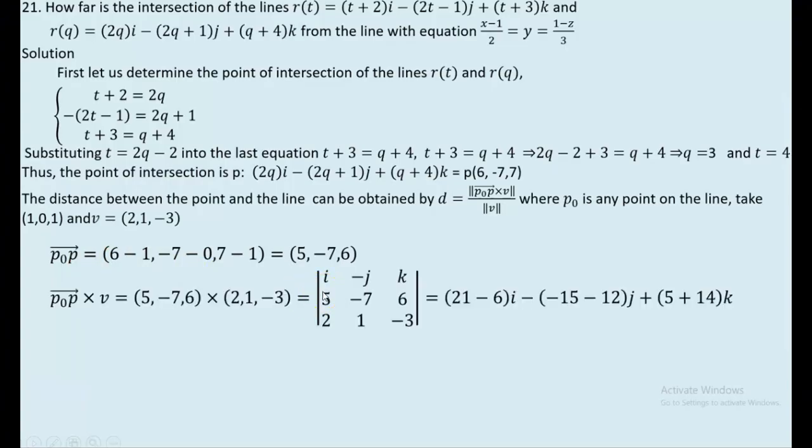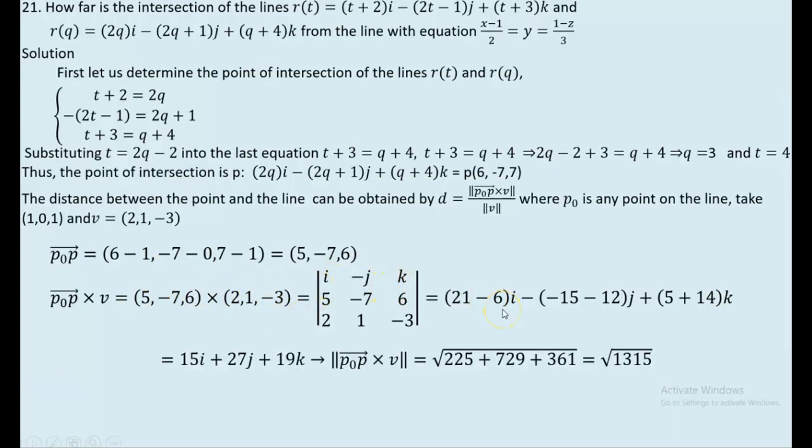You need to carry out now the cross product between these two, P naught P and V. Your P naught P is this, and your V is 2, 1, -3. As you are taking the cross product, you are going to have this vector, as you see, 15i plus 27j plus 19k. We need to find the norm of this, because that one is required in the numerator. So this is going to be 15 squared, 225, 27 squared, 729, and 19 squared, 361. As you are taking the sum, you will obtain 1315. So this is considered as your numerator value.